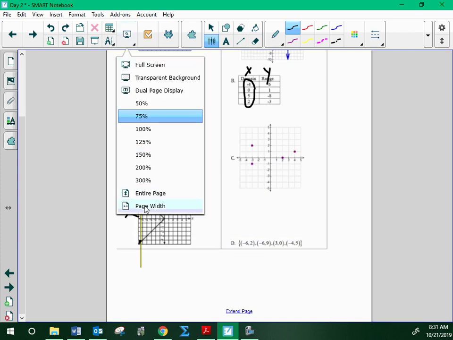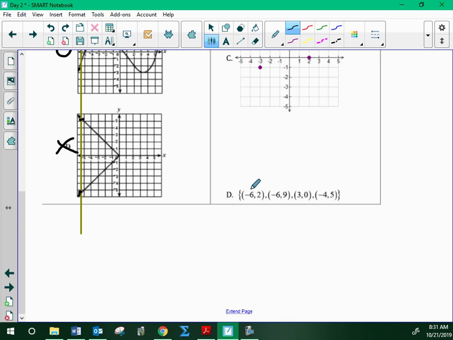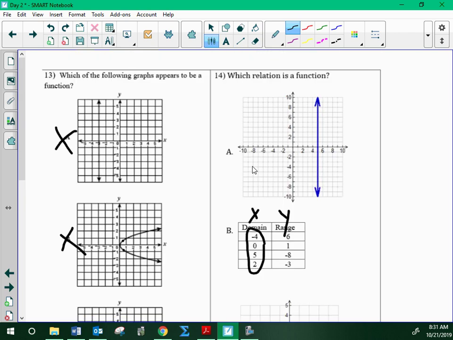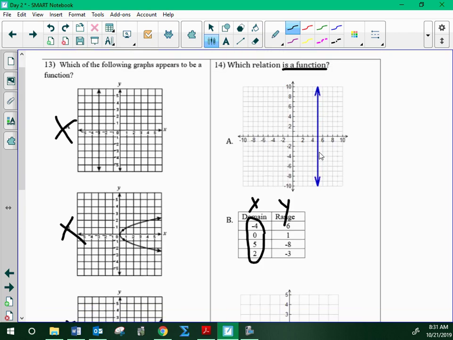Let's go back to page 1. Again, we're looking at our X's to see if there are any repeats there. So we'll just start off with D. I see I have -6 repeated, but they go to different Y values. So because they go to different Y values, that's going to be not a function. And they want to know which one is a function.